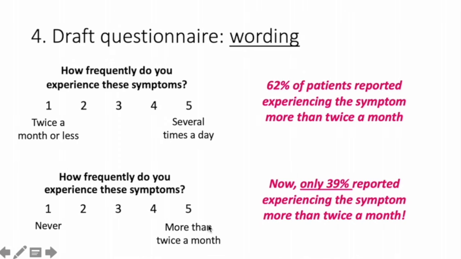By shifting the timescale, only 39% of patients reported experiencing symptoms more than twice a month. Now that's a very different response rate, and that's why the wording and the answer options that you give people are incredibly important to make sure that you're collecting accurate data.